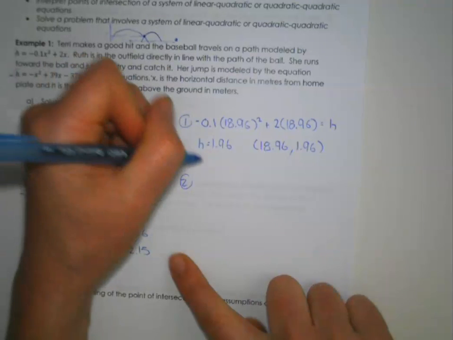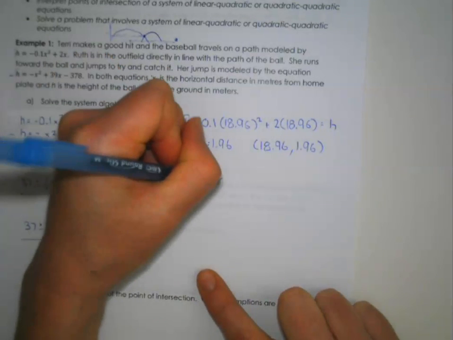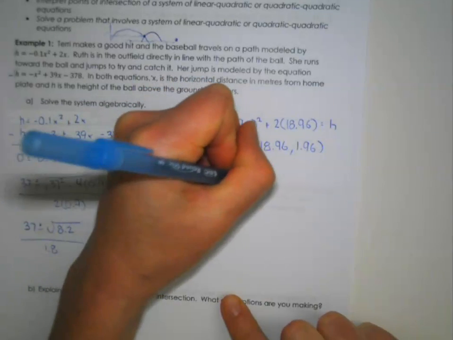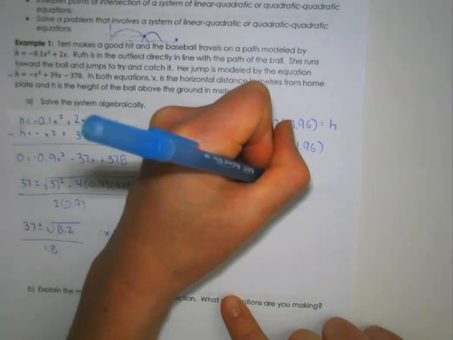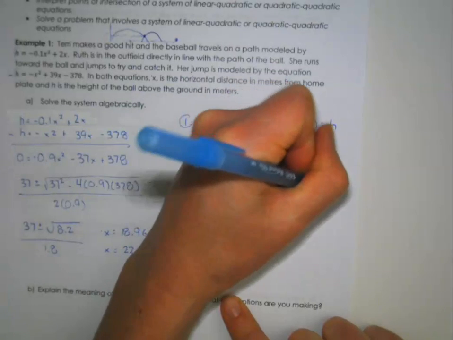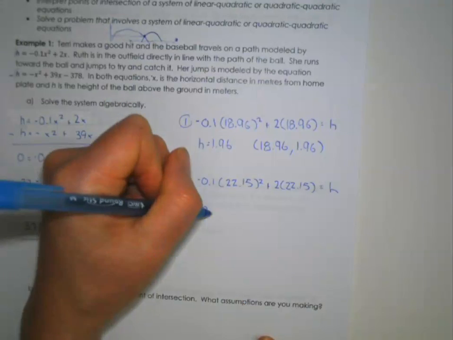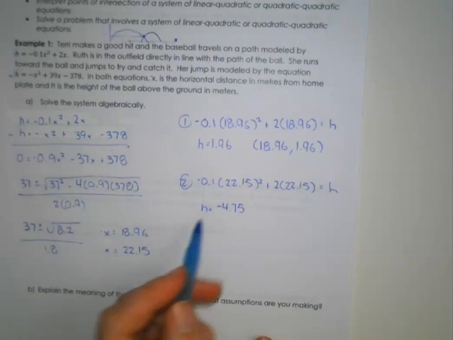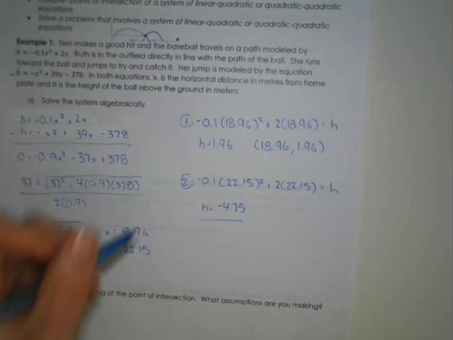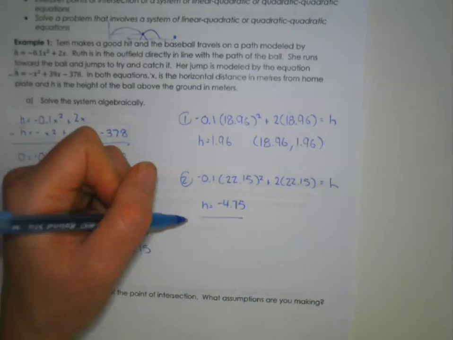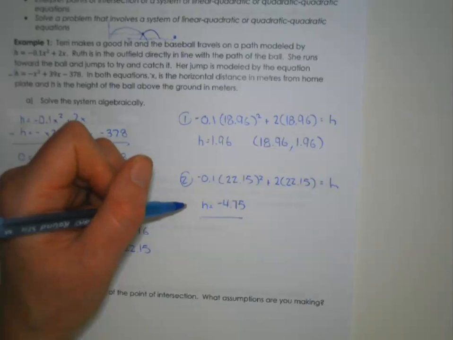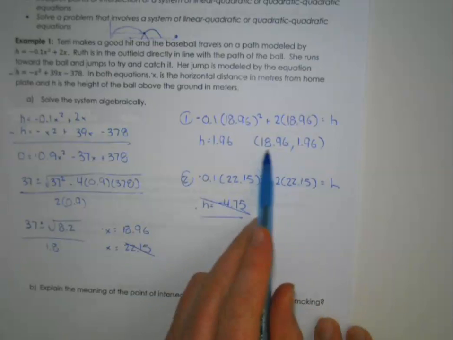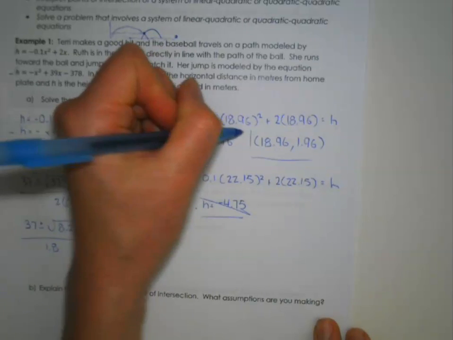Second possible solution would be negative 0.1 times 22.15 squared plus 2 times 22.15 is equal to our height. And if we run through those calculations, we get a height of negative 4.75. This one does not make sense, right? We can't have the ball be a negative height. That would mean that it was below ground. So this solution we can just eliminate, and we would say that this is our proper solution here.